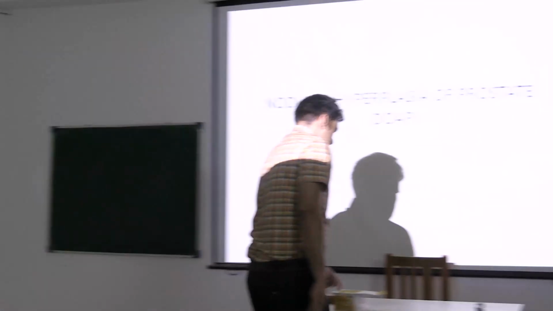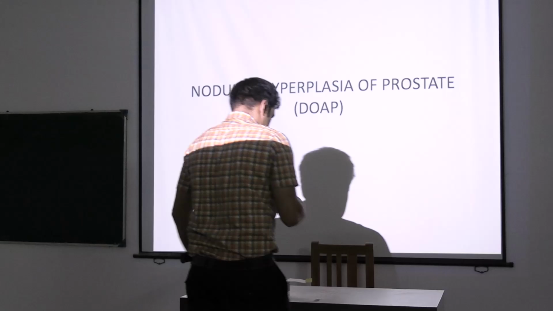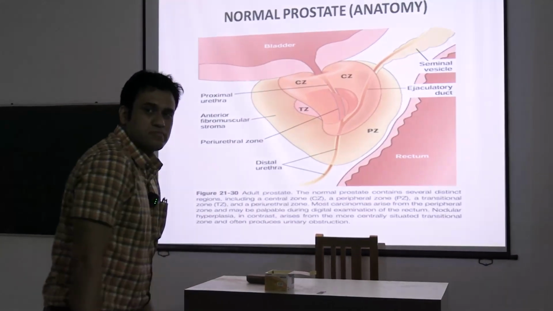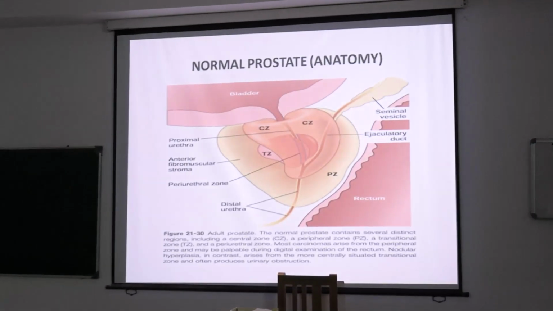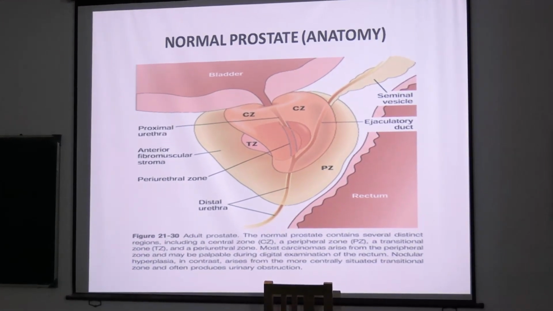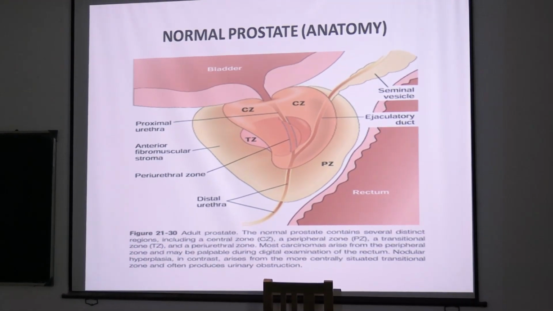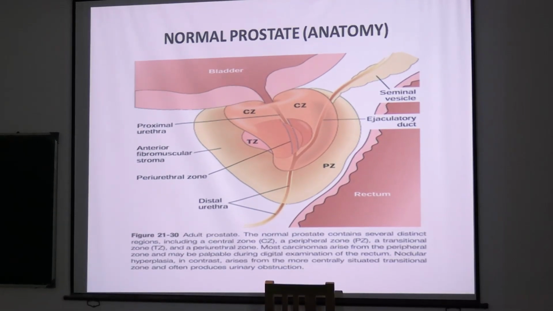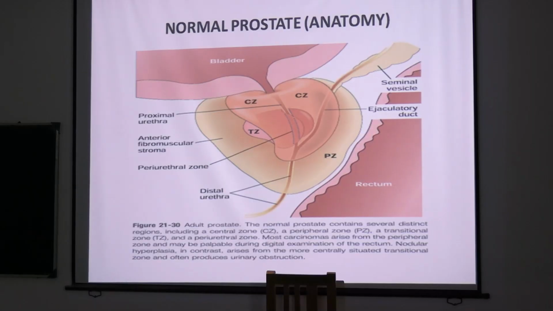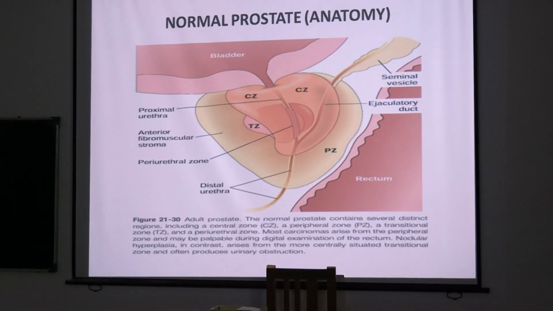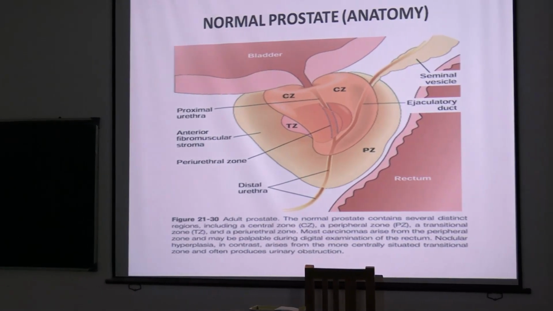What is your idea about prostate? What kind of a gland is it? Prostate is seen exclusively in males, and it produces what? It produces which hormone? Yes, the androgens, testosterone.